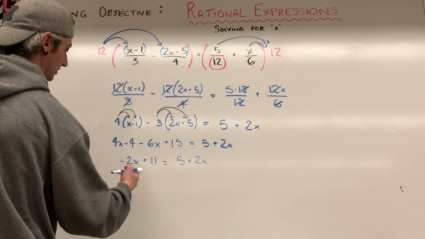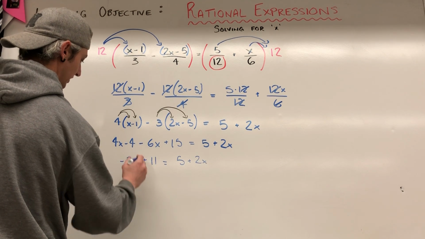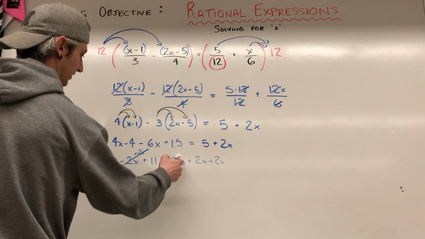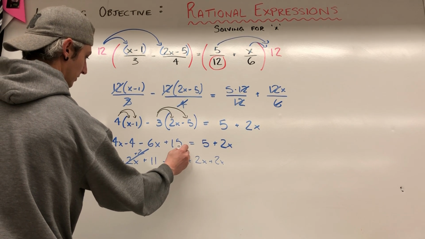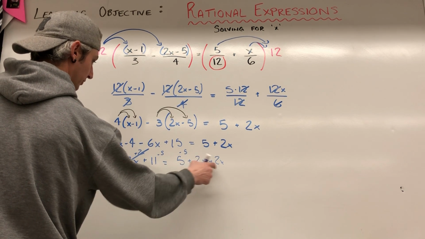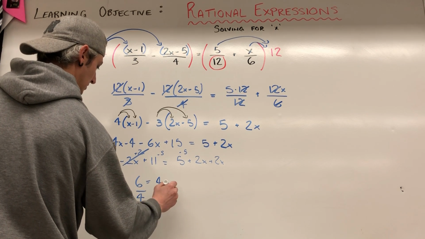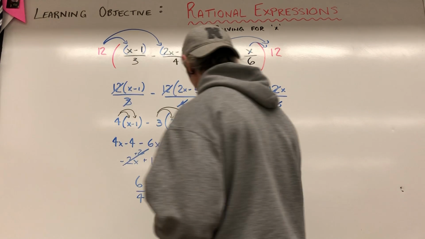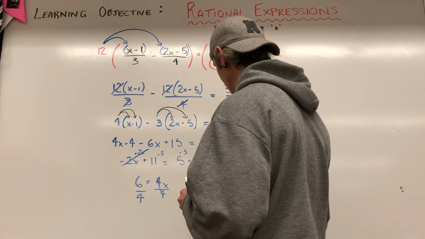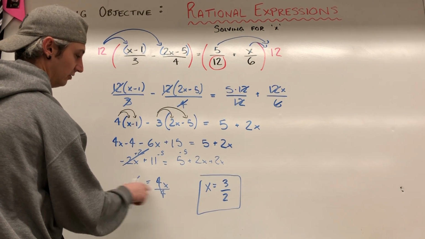Now I'm going to move all my x's to one side. I'm going to choose to move them to the positive side here. So I'm going to add 2x on each side, and then I'm going to subtract this 5 over here. So 11 minus 5 is 6, is equal to 4x. Divided by 4, x is equal to 6/4 or 3/2, because 6/4 dividing each side by 2 gives me 3/2.